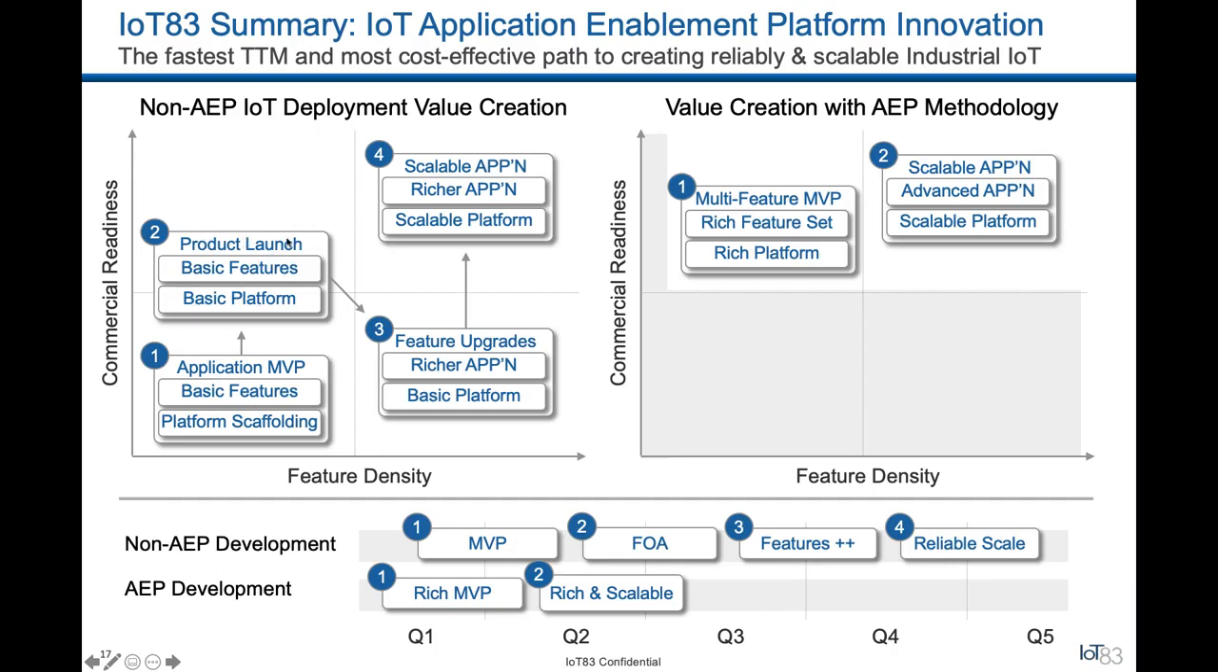After that, and you've got some customer validation, you can go on to increase your feature richness and feature density with a richer application and your basic platform. But then there's something of a long haul to really get the full customer commercial readiness with a scaled application, fully rich application features on a scalable platform.